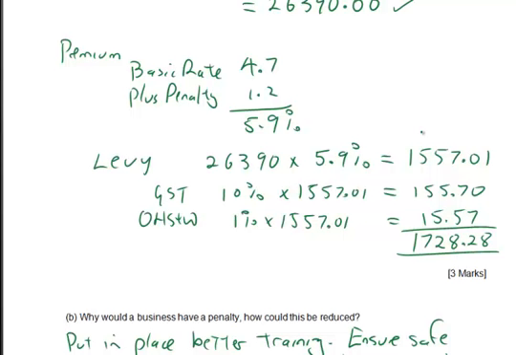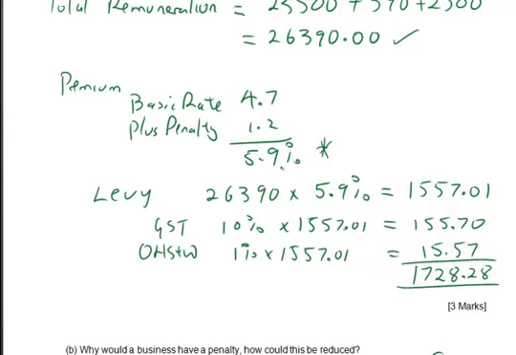He has a premium rate, he has a basic rate of 4.7 and 1.2 is a penalty. So it means totally his premium is going to be 5.9%. So the levy is 26,390, which is the total remuneration that you worked out, times by 5.9% gives you $1,557.01. The GST is 10% of that, which is $155.70, and OHS&W, the Occupational Health and Safety fee, is 1% of the $1,557, which gives you $15.57.